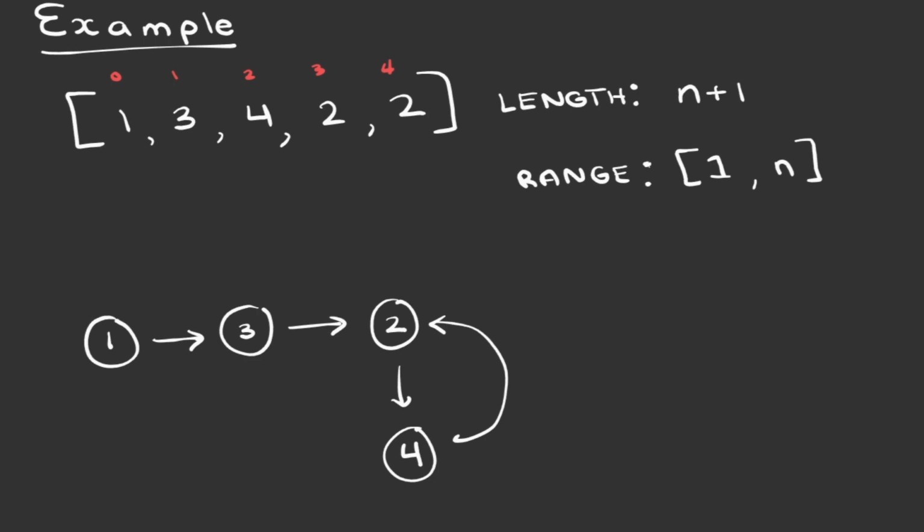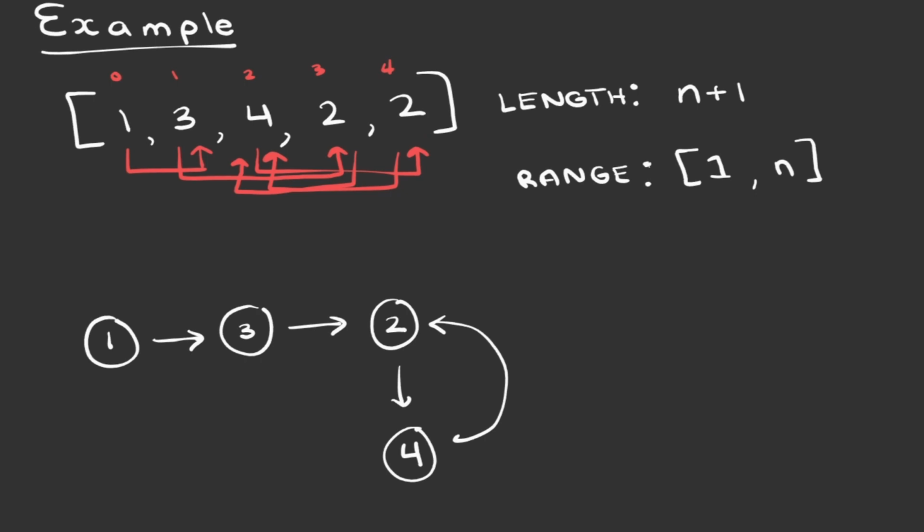So the way that it would look like is that the element 1 is going to map to the index 1. And similarly, the element 3 is going to map to the index 3, the element 4 is going to map to the index 4, and so on with the rest of the elements. And we can see that these two elements map to the exact same index. So this is exactly what it means to be a duplicate element in the array.